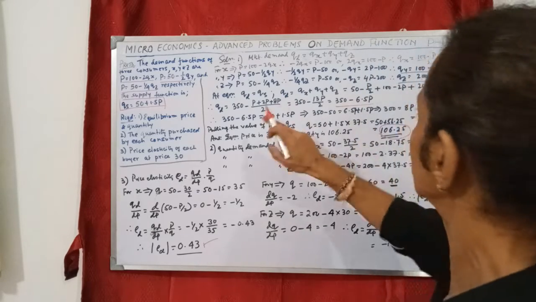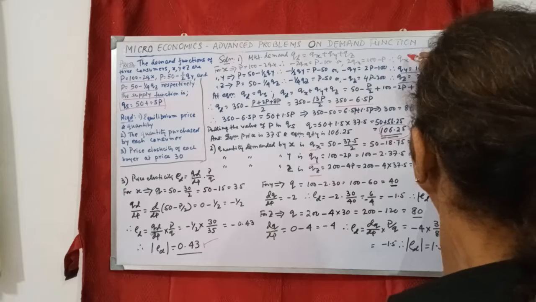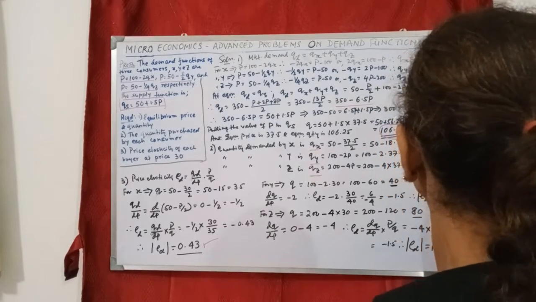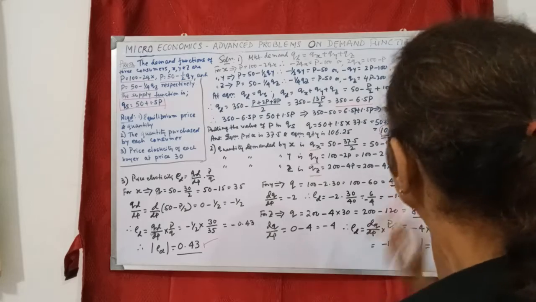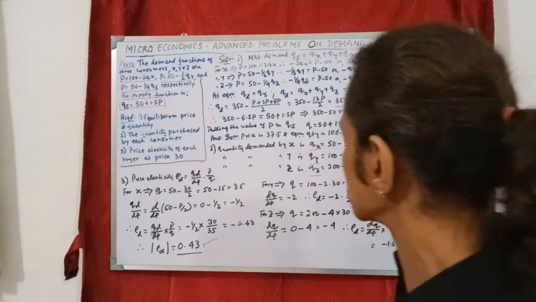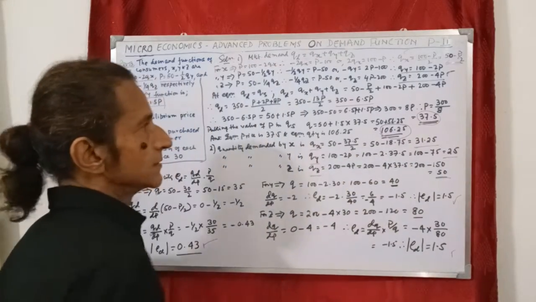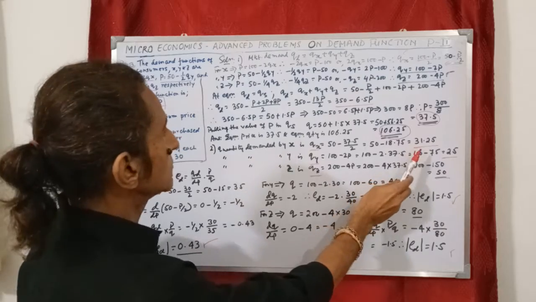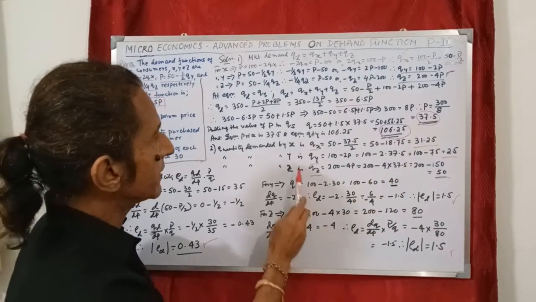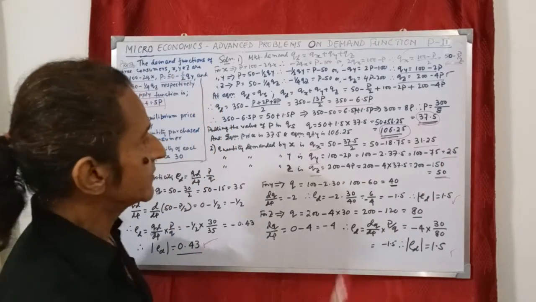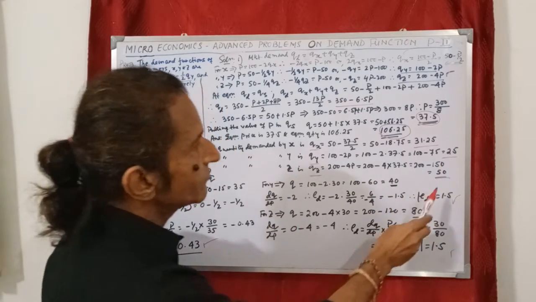Individual demand functions are given. So we put the value of P in the individual demand functions and we get the quantity purchased by each buyer. That is, quantity purchased by X is 31.25, quantity purchased by individual Y is 25 and quantity purchased by individual Z is 50.